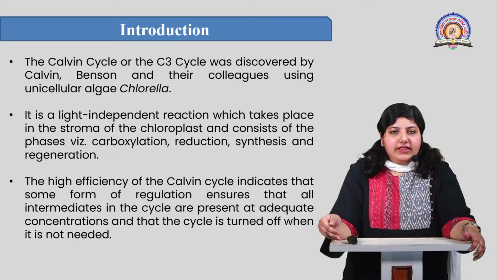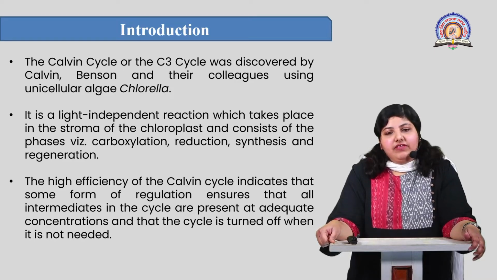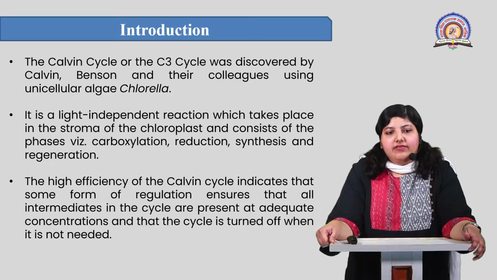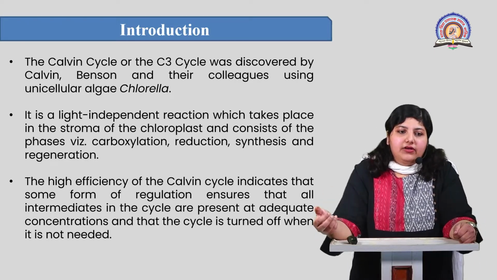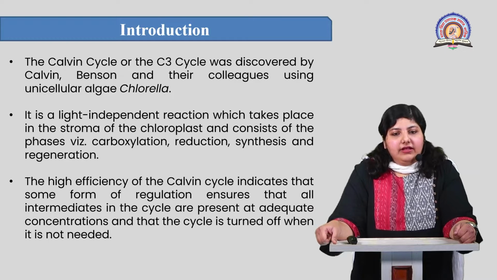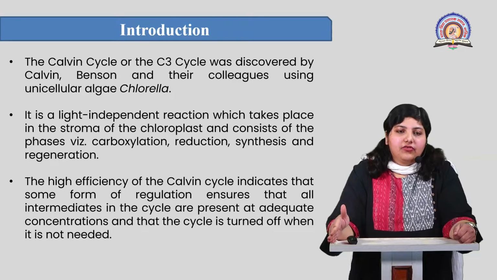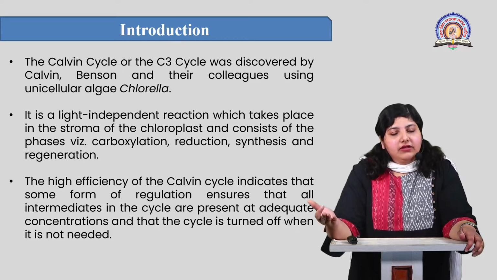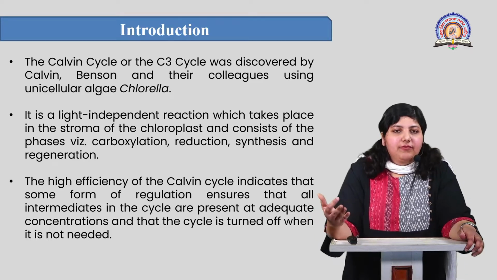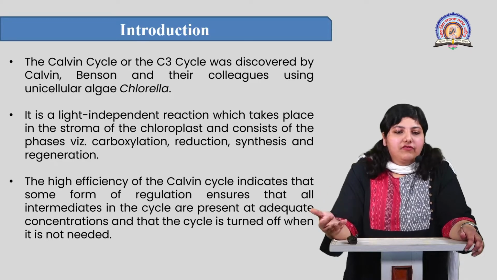So we will be seeing why this cycle has to be regulated. The high efficiency of the Kelvin cycle indicates that there is some form of regulation present, and it ensures that all the intermediates in the cycle are present at adequate concentrations, and that the cycle is turned off when it is not needed. We will be seeing when and how this cycle turns on and turns off. It should be turned off when it is not in use, so that the resources are not wasted.